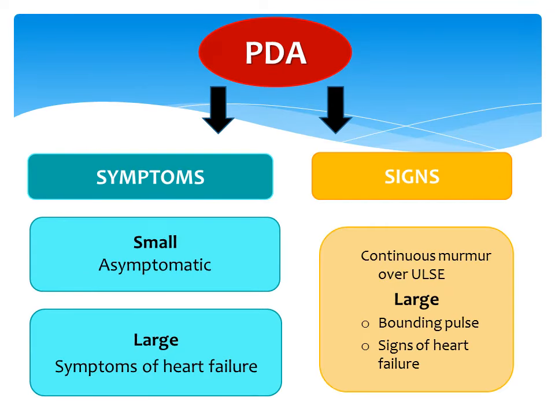The symptoms and signs of PDA depend on the size of the lesions. Most patients with small PDA are asymptomatic and diagnosed incidentally during clinic visit for other reasons. On the other hand, patients with large PDA usually present in infancy with symptoms of heart failure as explained earlier. On examination, the characteristic finding of a PDA on auscultation is a continuous murmur best heard over the upper left sternal edge. Patients with large PDA may have bounding pulses and signs of heart failure.